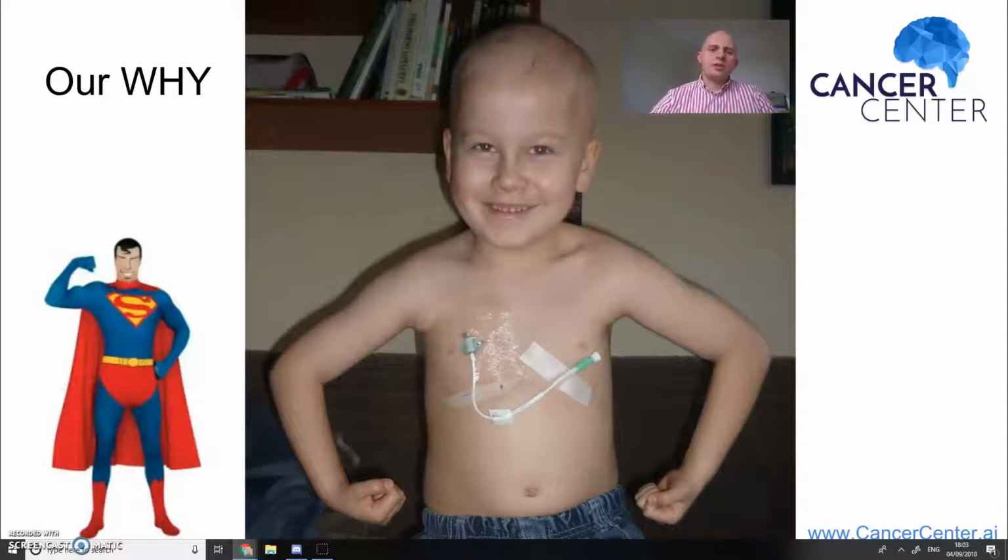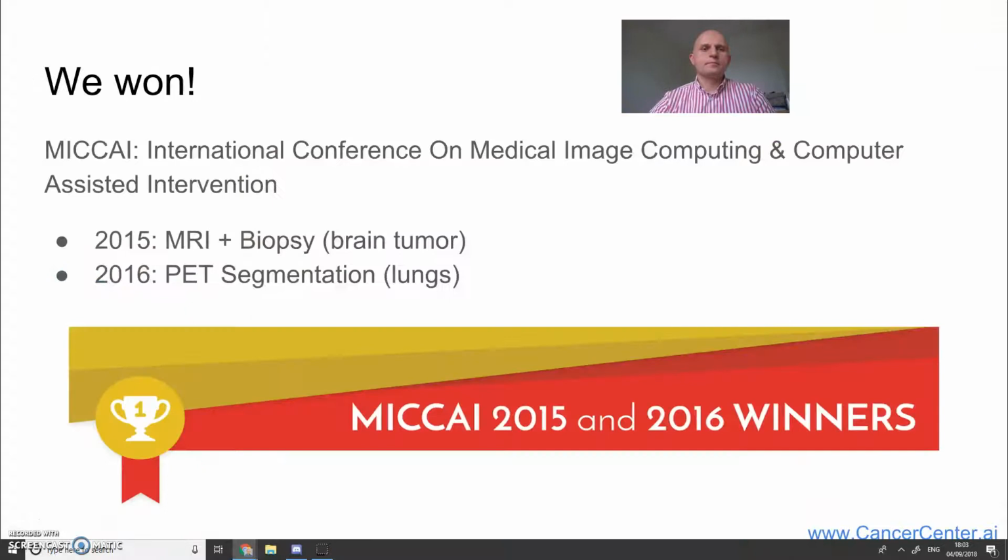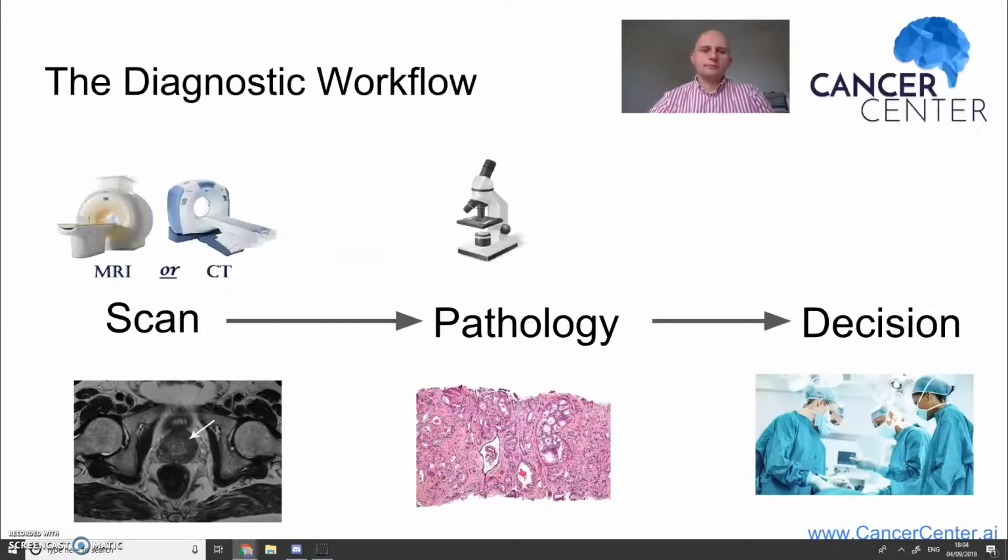Being engineers and entrepreneurs, we decided to do something about it. First, we created algorithms for different types of cancers, which won a prestigious international competition twice in a row. However, that was just the beginning. The question was how to implement these tools in the real world.